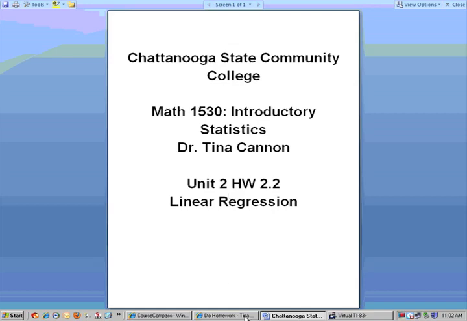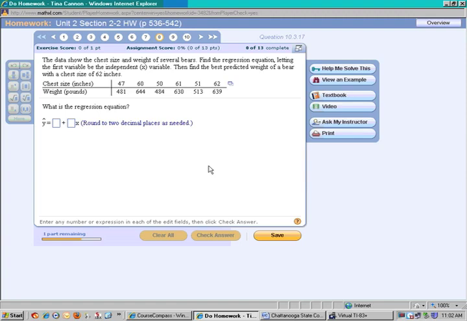What we want to do is look at a homework problem that's located in Unit 2, Section 2.2. This problem comes from some information in the textbook, and this is data about bears. The first list gives us the chest size of bears, and the next list gives us the weight of the bears. And what we want to know is, is there a linear correlation between these two items?